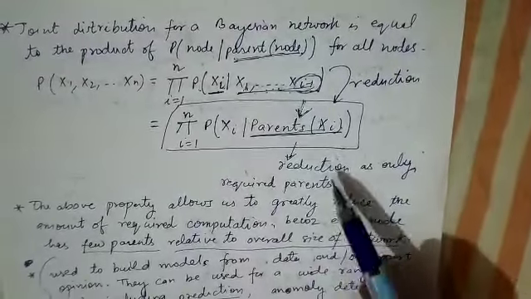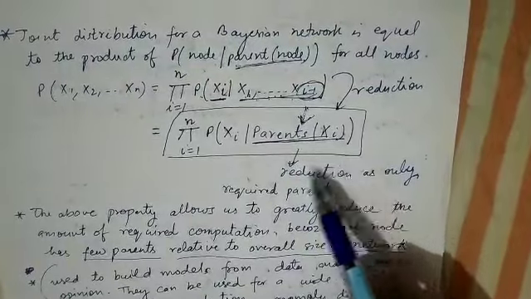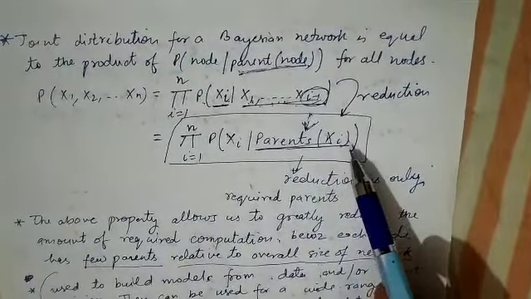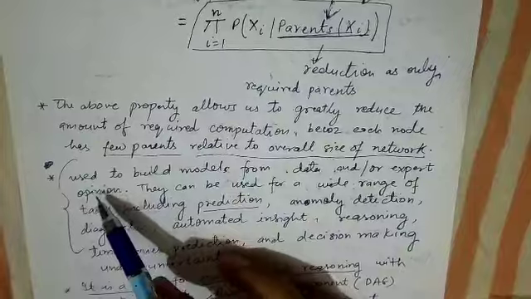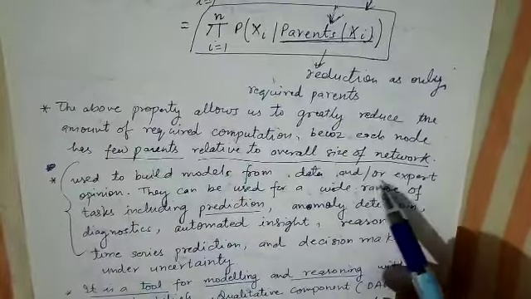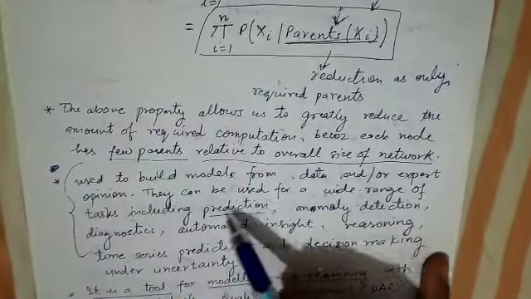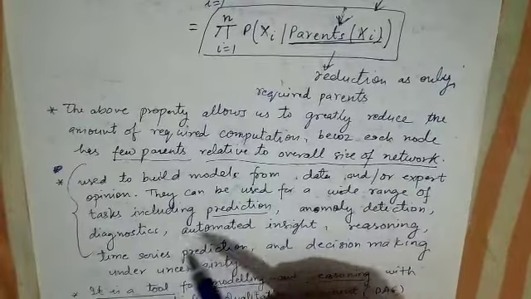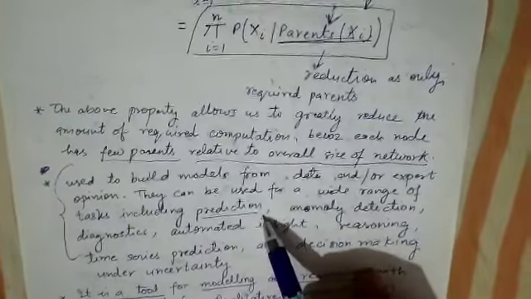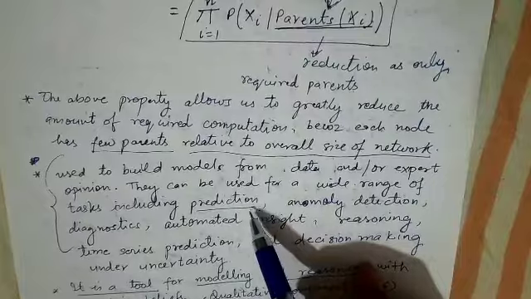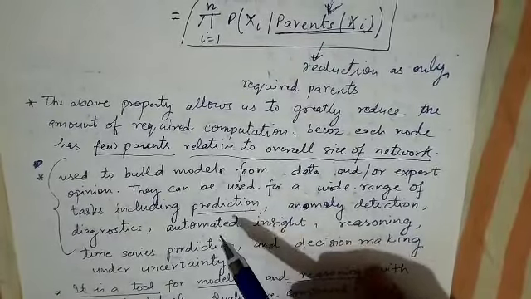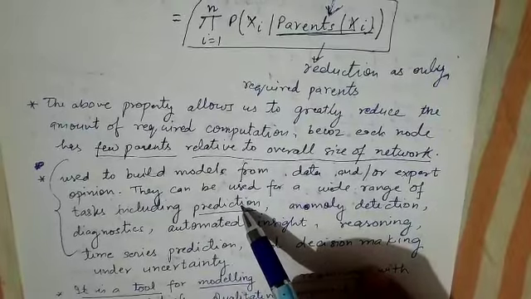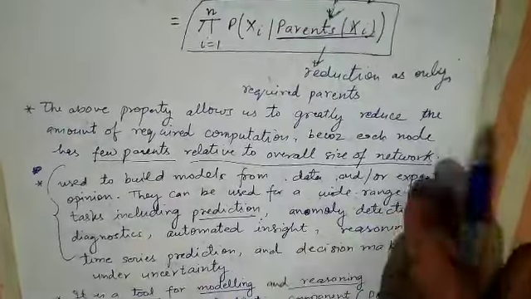So basically, just see here how the great reduction happened over here in finding out the probability. This is the beauty of Bayesian belief network. Its application is used to build models from the data or the expert opinion. They can be used for a wide range of tasks, including prediction: weather predictions, predictions of disease, stock market predictions. In many more cases it can be used.